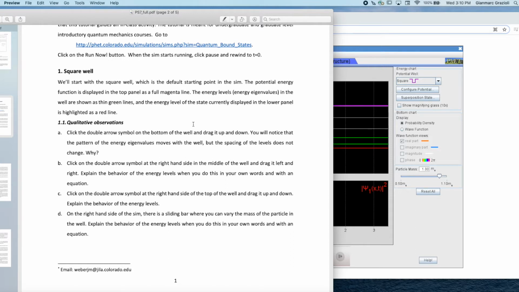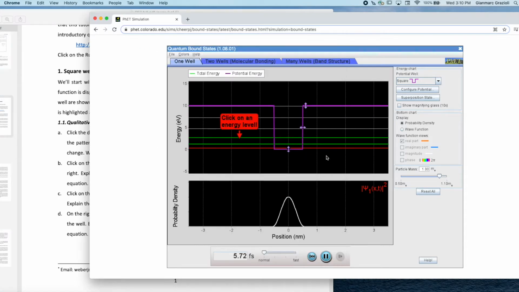The energy levels are thin green lines, and the energy level you're currently in is highlighted in red. So right now we're in psi 1. This is the ground state, the lowest energy state. I can click on the one up, and now we're there, etc.